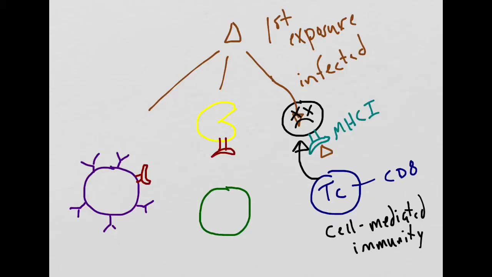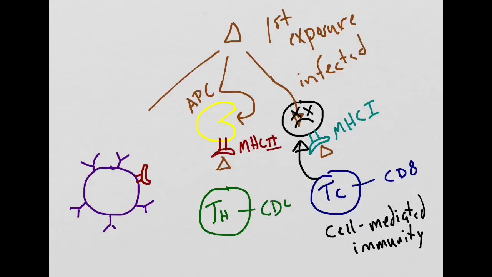The next option we'll discuss is the T helper cells. In this instance, an antigen-presenting cell, like a macrophage, will ingest or engulf the antigen. This antigen will be presented on an MHC2 complex. The antigen on the MHC2 complex will be read by a T helper cell, and that T helper cell is a CD4 cell. When the T helper cells become activated, they will release cytokines.